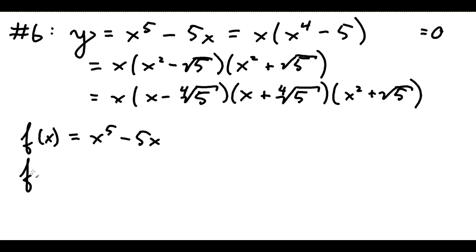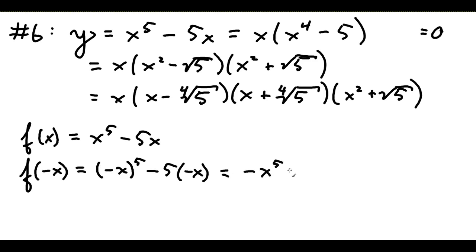And we can check the symmetry algebraically by taking f of negative x and looking at what happens when we simplify it. So we would have negative x to the fifth minus 5 times negative x. And simplifying this, negative 1 to the fifth is still negative 1, so we have negative x to the fifth. This becomes plus 5x. So we've simplified this. And the first thing we want to ask ourselves is the question, does this equal the original function? We check, and no, it does not. If it did equal f of x, then this would mean that we would have even symmetry.